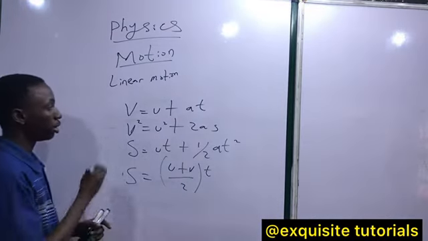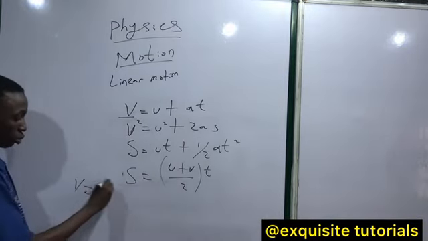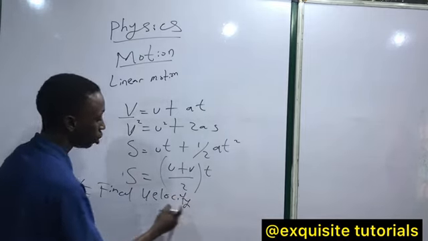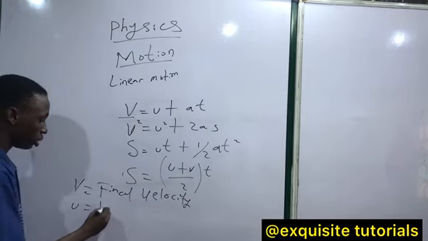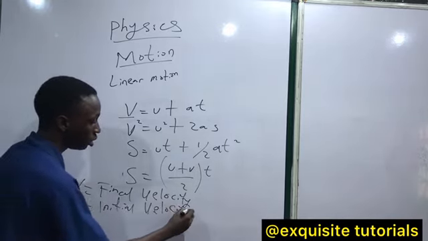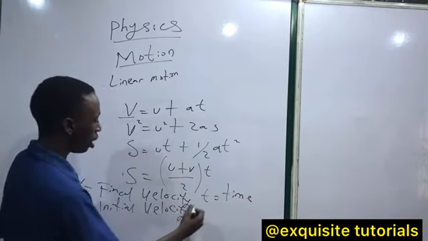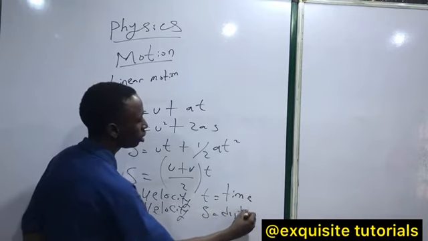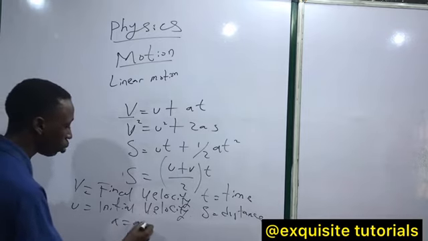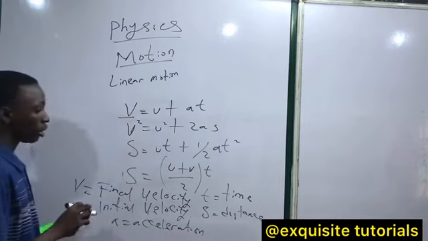Now let me explain the terms. V is equal to final velocity. V is equal to final what? Velocity. U is equal to initial velocity. T is equal to time. S is equal to distance. What other parameter do we have? Then A is equal to acceleration. So these are the parameters.